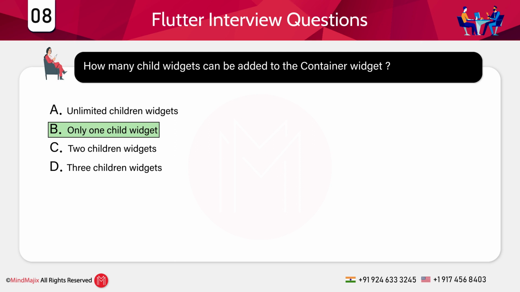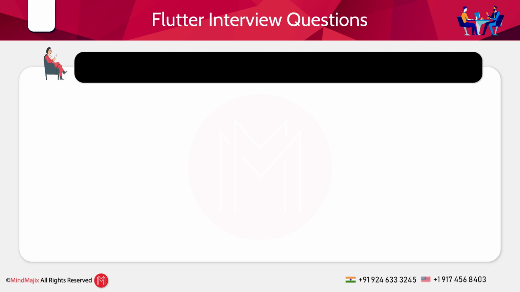So it can be a little tricky. You might sometimes think, we can nest so many widgets inside a container, but it can be done through a column. But before that, the column has to be inside a child parameter. So that ultimately the container has only one child. Let's go to our question number 9.